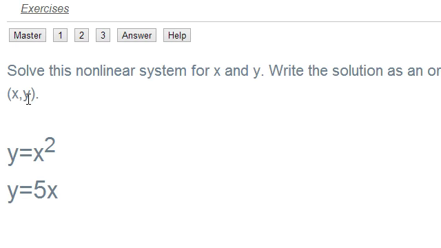We're going to write it as an ordered pair, x and y. We could graph these and see what the graph actually looks like and what we're really looking at. Before we actually solve this system, I'm going to go ahead and graph both of these so you can see this geometrically.